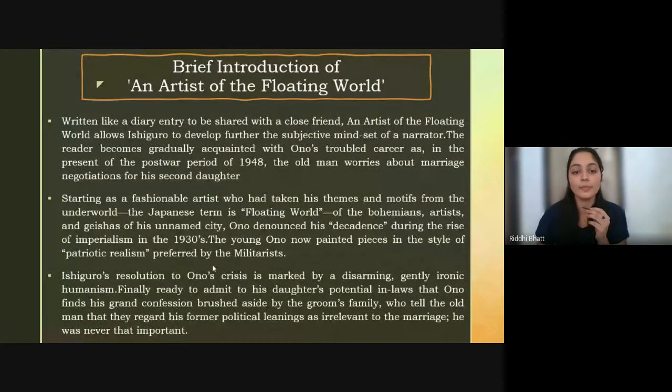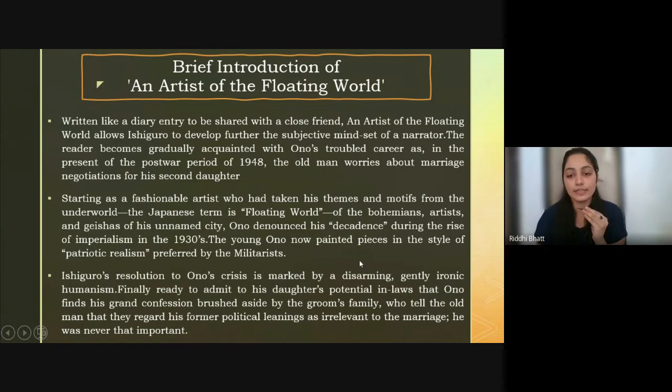The reader becomes gradually acquainted with Ono's troubled career in the present of the post-war period of 1948. The old man worries about the marriage negotiation for his second daughter. Ono started as a fashionable artist who had taken his themes and motifs from the underworld, the floating world, the Japanese term, of the bohemian artist and of his unnamed city.